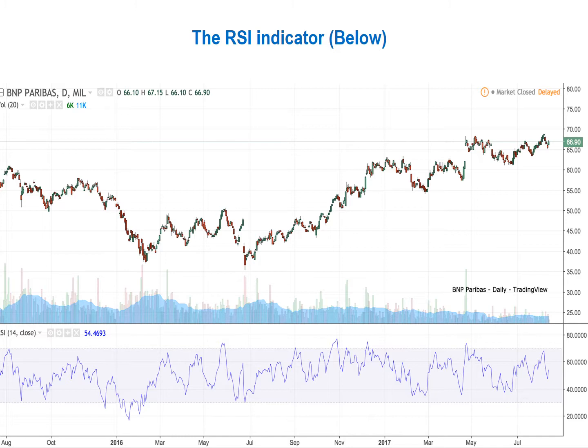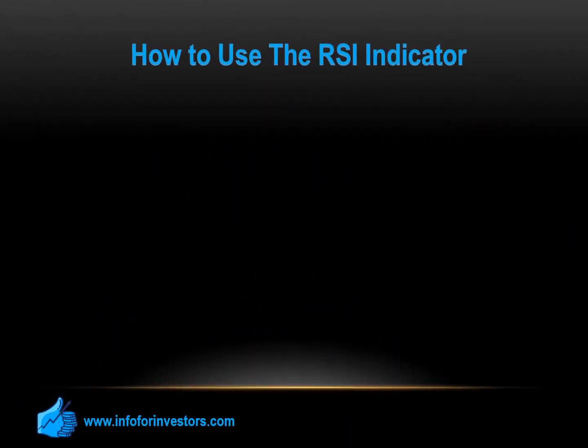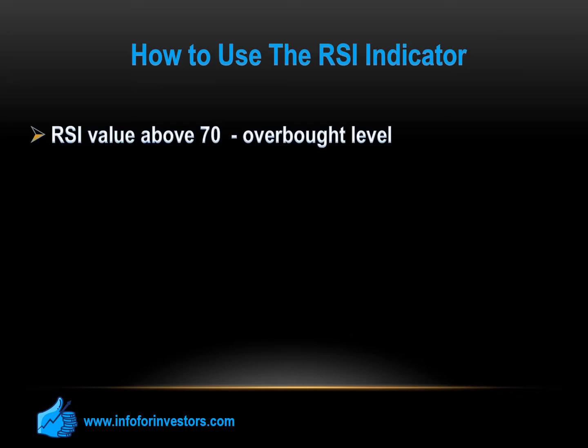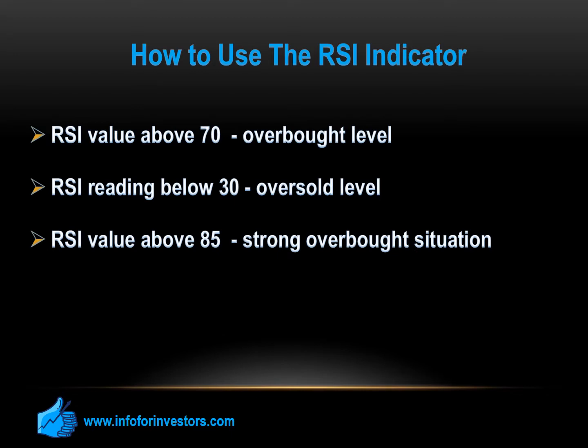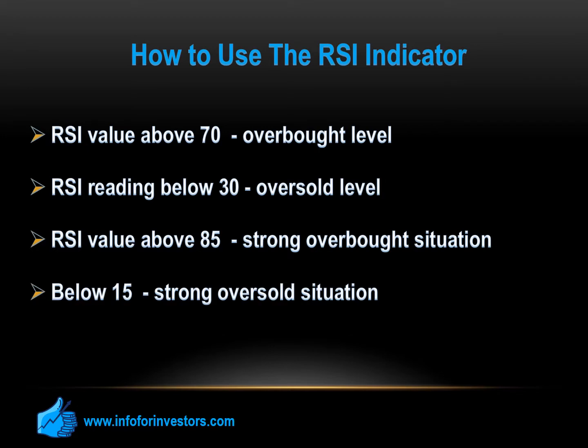Now, after we understand the basics, let's explain how to use the RSI indicator to trade overbought or oversold levels. The RSI indicates that an asset has reached an overbought level when the value of the indicator is above 70. When the RSI reading is below 30, it shows an oversold level. Readings above 85 are considered a strong overbought situation and a possible selling signal. If the RSI falls below 15, it's considered a strong oversold situation and a potential buying signal.